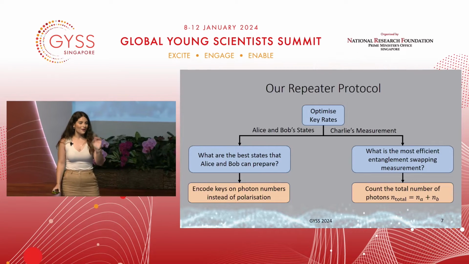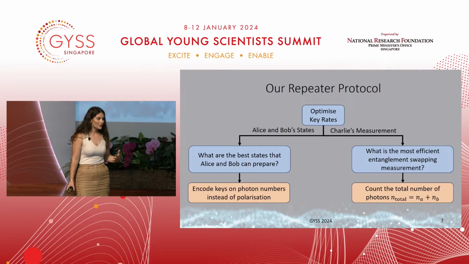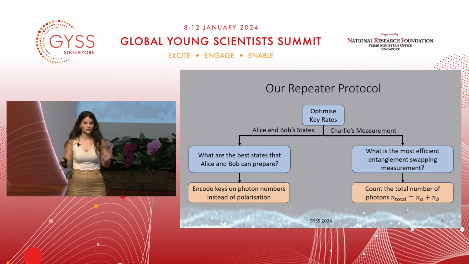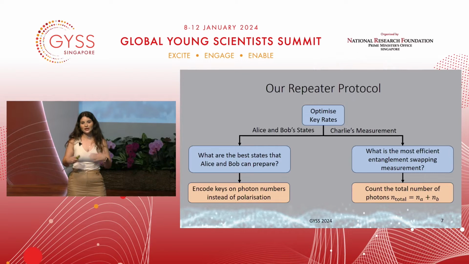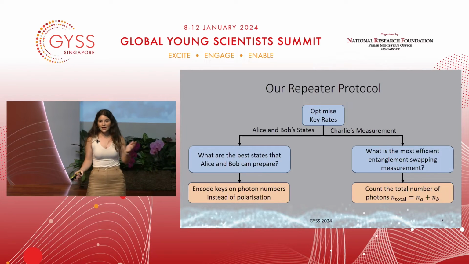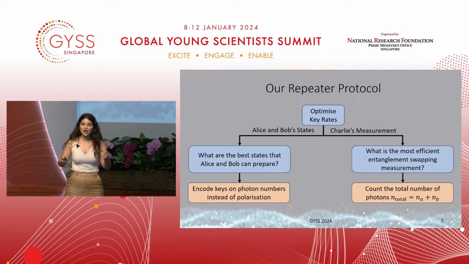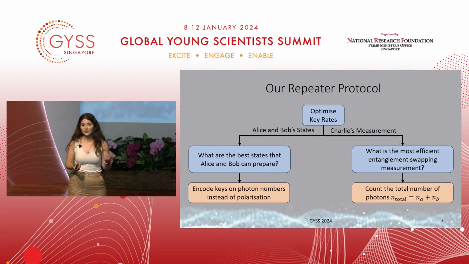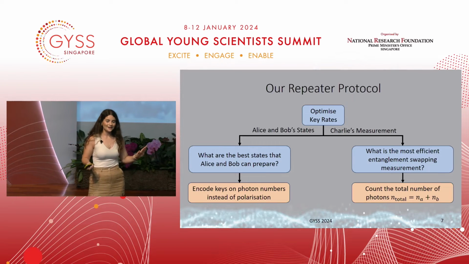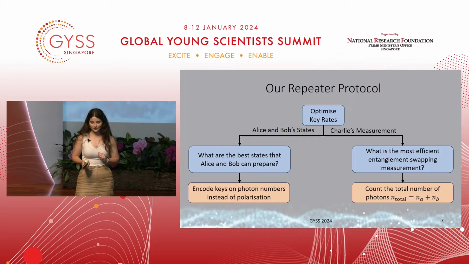Now, I want to make it very clear: in repeater protocols, we never trust the repeater station. Charlie is never trusted. The reason is that we're paranoid, right? Imagine you're at war, Alice and Bob are allies, and then somehow Charlie gets compromised. You want to be able to tell that Charlie was compromised, and you don't want your enemy to find out about your key and decode the message. So this is the basic idea. We are paranoid when it comes to QKD.